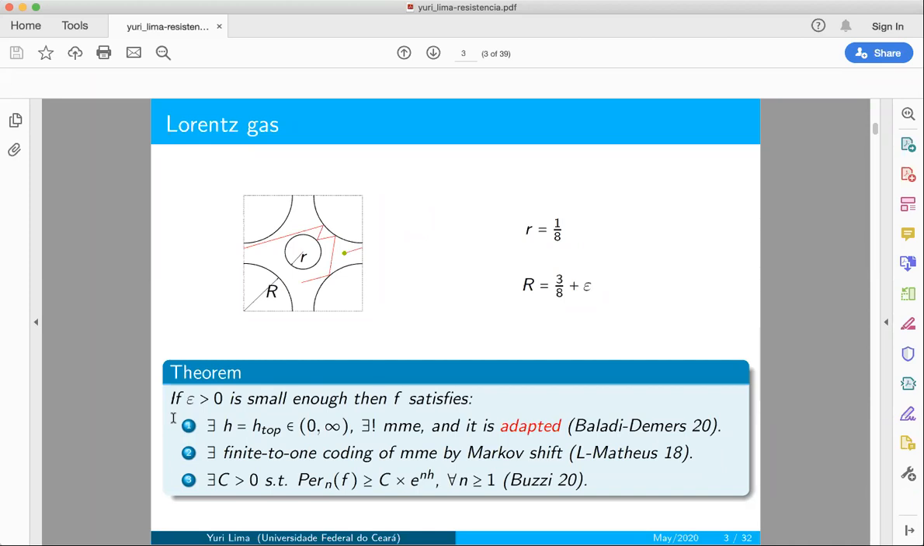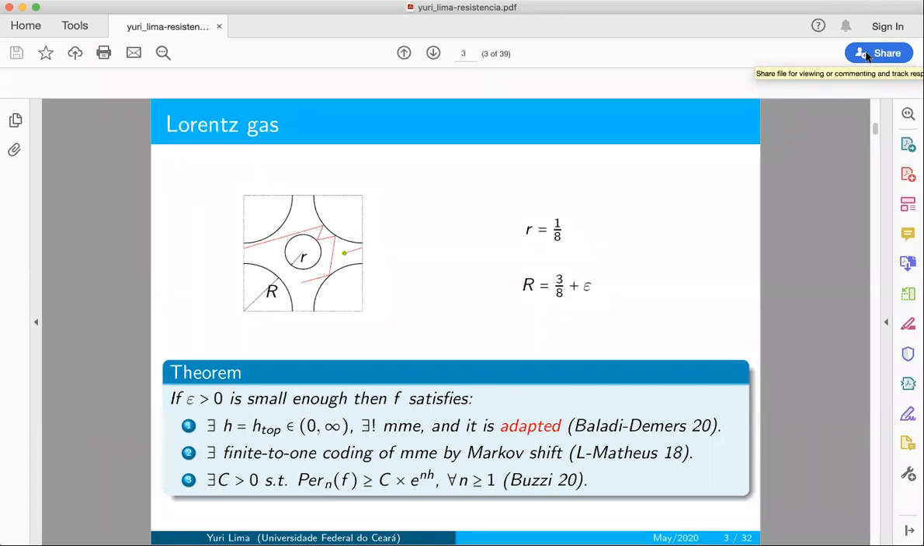They were also able, in a remarkable way, to show that there is a unique measure of maximal entropy, and this unique measure of maximal entropy is adapted. Well, I'm not going to say what adapted is at this moment. I'm going to leave it for the second half of the talk, but just keep that in mind. It is a measure that, with respect to this set of grazing collisions, has some special property.